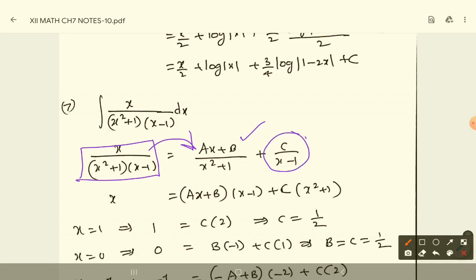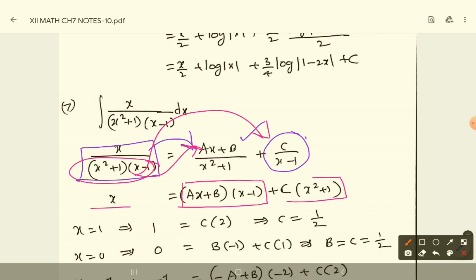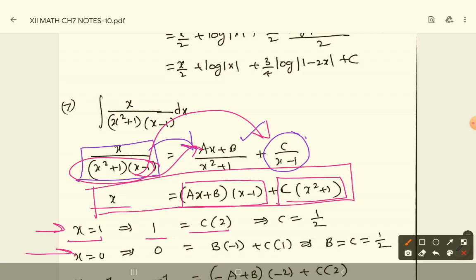So that denominator, if you send it to the right side and multiply to each and every fraction, then we get x is equal to ax plus b into x minus 1 plus c into x square plus 1. So when x is equal to 1, we get the c value. Substitute x is equal to 1 in this expression. Then substitute x is equal to 0.